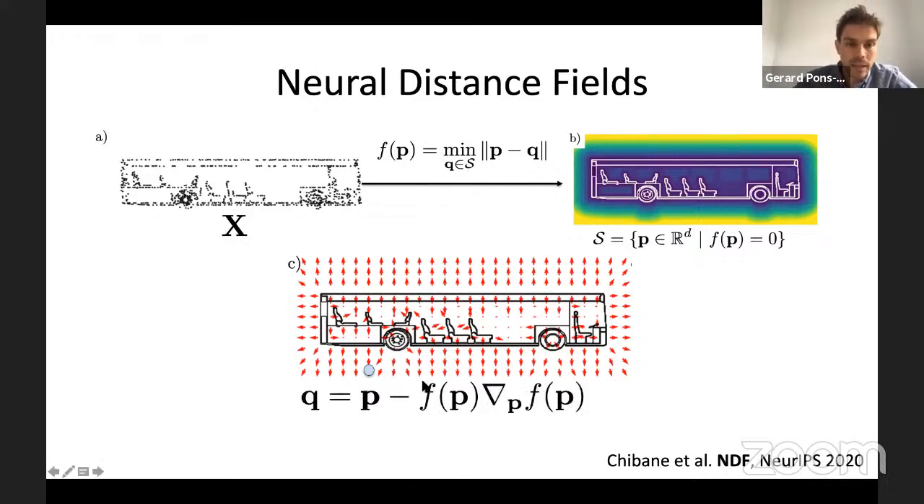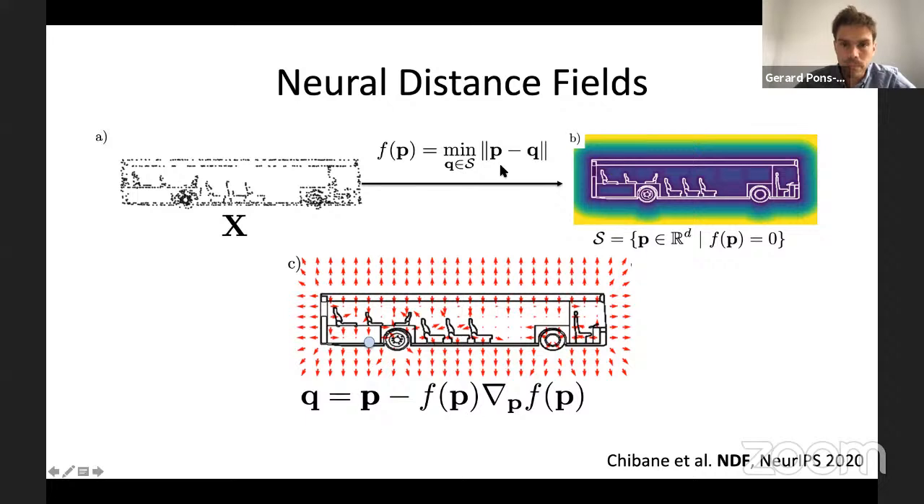What this equation tells us is that we can take P and subtract in the gradient direction f of P, which is the distance, units to land on the surface. So this is what this equation is telling us. And so it means that in one shot, we can project a point back to the surface. And now why is that? If you look at this equation, f of P equals the minimum over Q. If you take the gradient, mathematically, it will for sure point to the closest point, right?